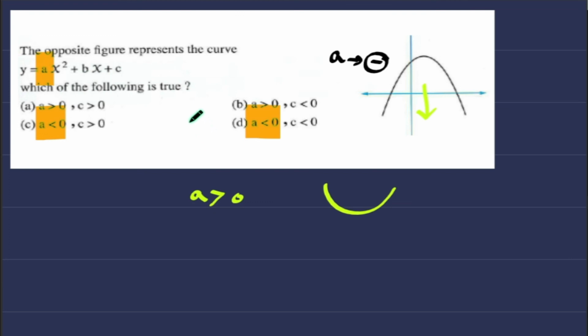But what about c? c is the y-intercept. It's not the x-intercept, it's the y-intercept. It's where the curve intersects the y-axis. If the curve intersects the y-axis at a point above 0, in the positive direction, that means c is positive. And if it's down, c will be negative. But you see here, c is positive because this point is above 0. So it's positive. So now here c is greater than 0, so the answer is C.